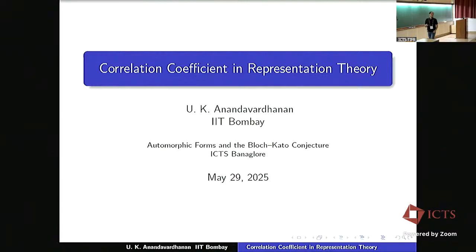Okay, so the title of the talk is Correlation Coefficient and Representation Theory. It's all about finite groups today in this lecture. So I will introduce the notion. It's a very simple notion, and we'll do basically one example, and that's the talk.